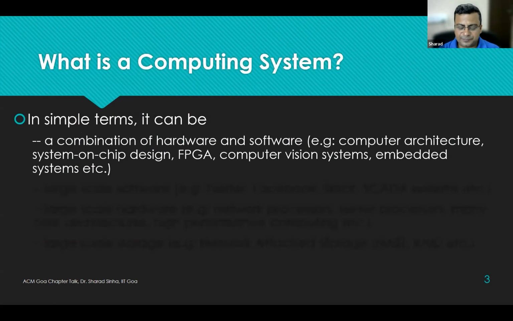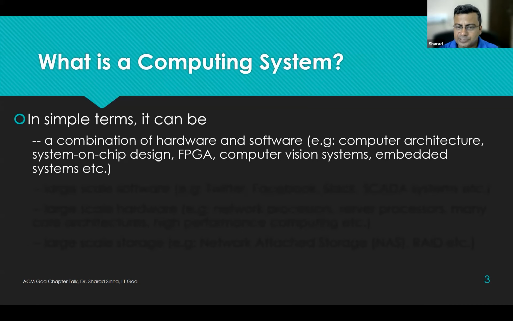So let us first try to understand what is a computing system. In simple terms, whenever we talk about a computing system, you think of a combination of hardware and software. For example, in computer architecture, if you are doing work, you are looking at the architecture of the processor, which is essentially hardware, as well as the instruction set architecture, which is the software side of the processor. You cannot do anything on a processor without an ISA in place.